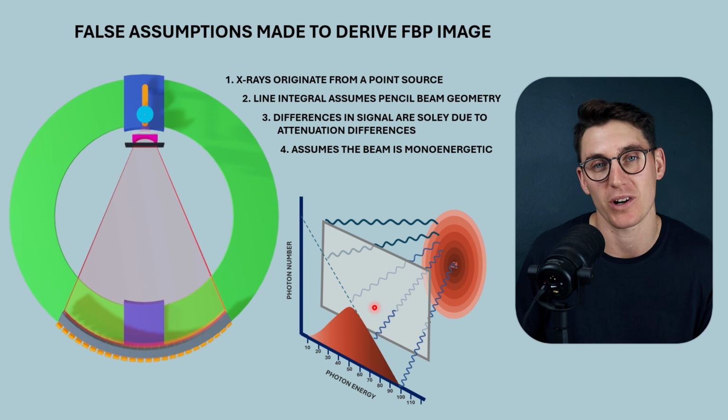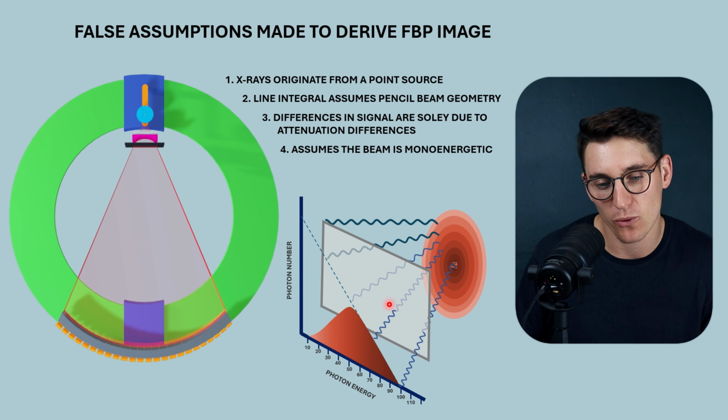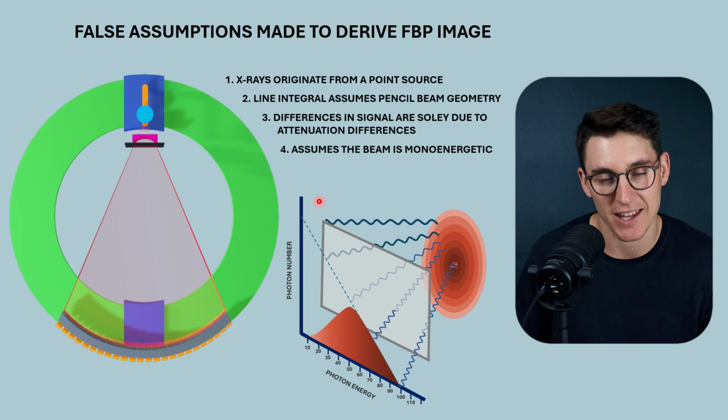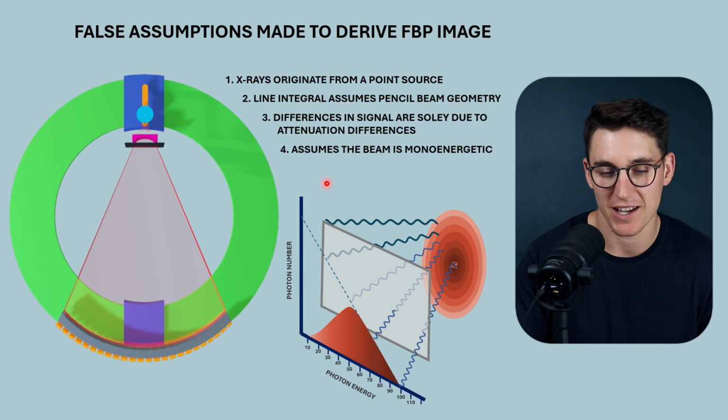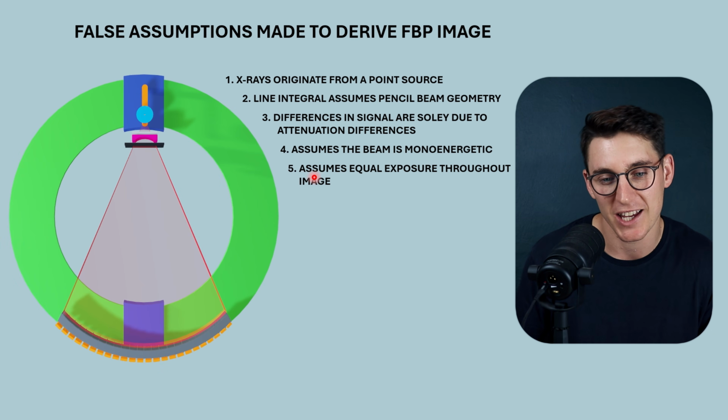And that's responsible for one of the artifacts that we're going to look at in a later talk. In iterative reconstruction, we can make some compensation for the beam hardening that occurs as the X-rays pass through a patient. And the final incorrect or false assumption that we make during filtered back projection imaging is that we assume there's an equal exposure throughout the image.